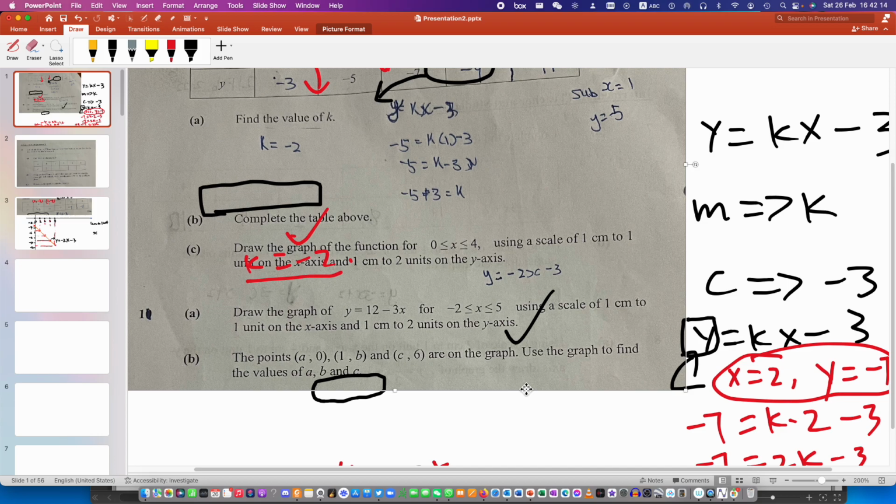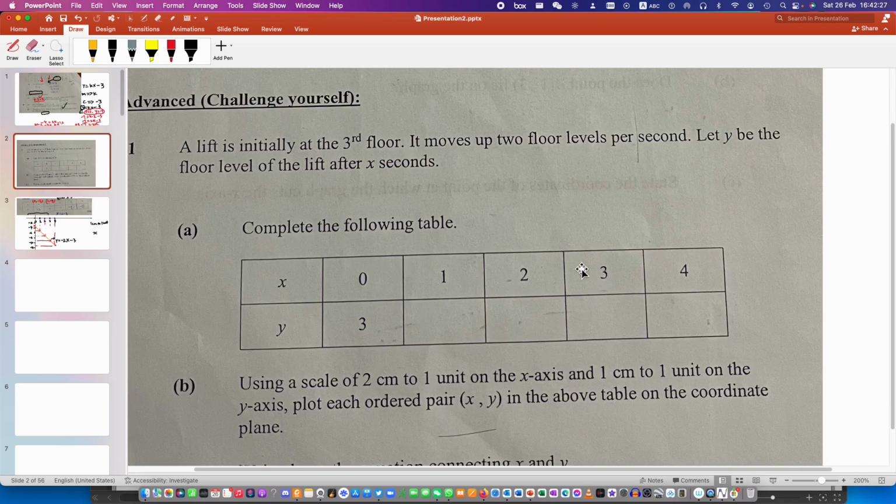A lift is initially at 3rd floor. It moves up 2 floors per second. So let y be the floor. Okay, good. So this one you need to understand the English first. So what's the English in this question? I'm going to go through question 3.